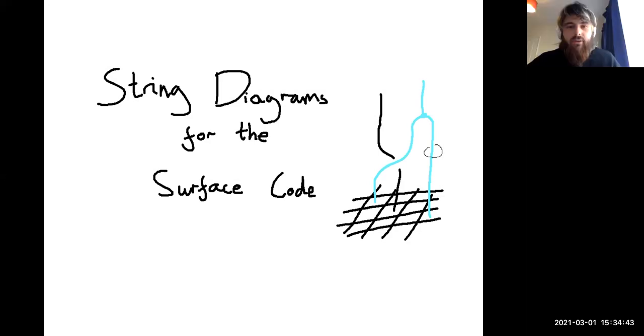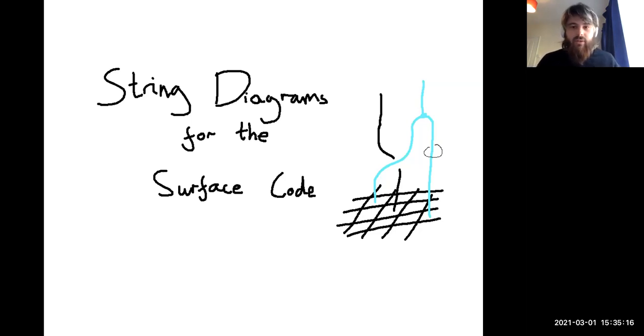I'm going to be talking about string diagrams for the surface code. The surface code is a lattice-based topological way of encoding quantum information so that it's error corrected up to some threshold. But the reason why I'm giving that brief description now is because throughout the talk, I'm actually not going to be referring to the lattice or to the physical features of the surface code in any detail.